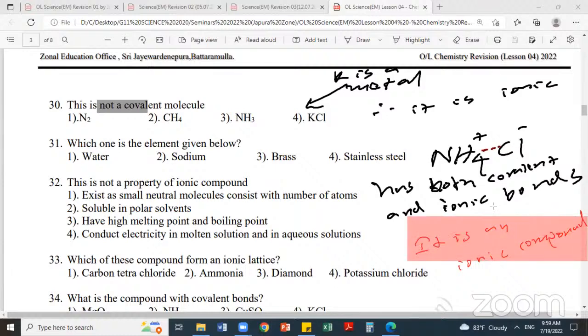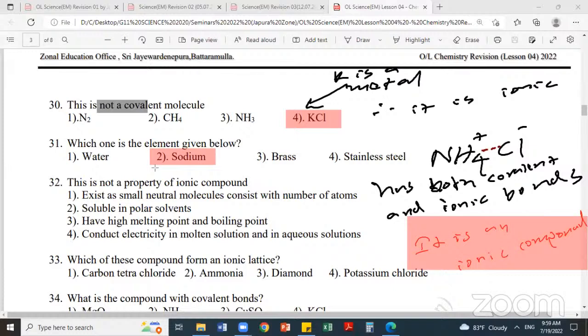Right. Question number 30, answer is fourth. Question number 31. Which one is the element given below? Very easy question. Brass is an alloy. Answer is second. Sodium is an element. Right, everyone? Water is a molecule. Brass is an alloy. Stainless steel is also an alloy. So the answer will be sodium.